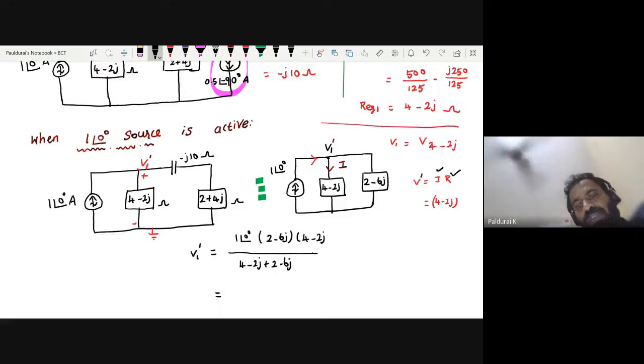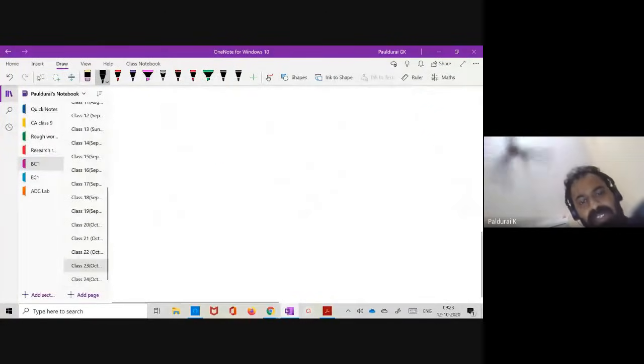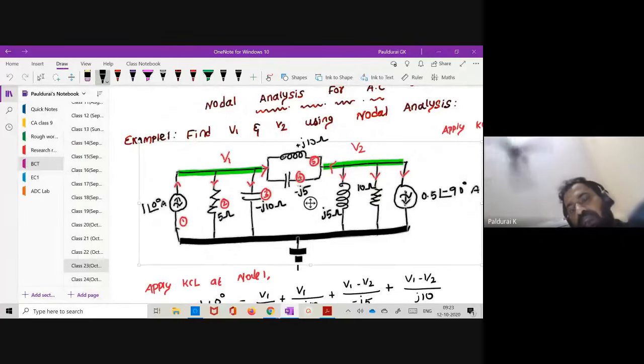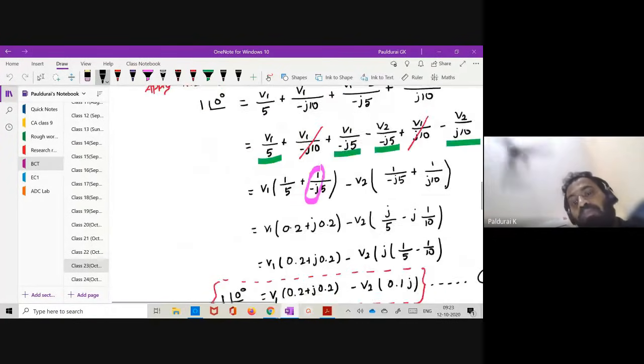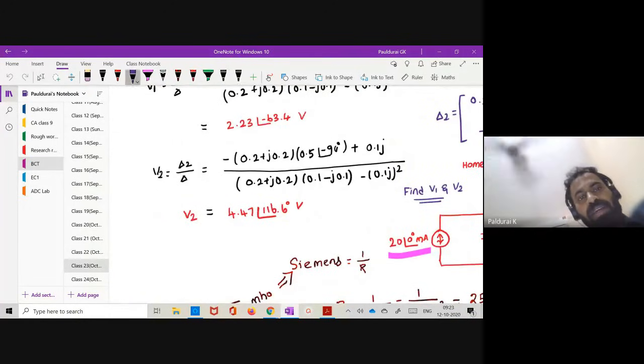This time I want to play with rectangular coordinates, not polar. Before writing V1 dash, I want to let you know one thing. Take my previous class problem, where we found V1 and V2 in polar coordinates. Can you let me know the equivalent in rectangular coordinates? You know how to convert polar into rectangular by using the formula as well as by using a calculator. Do you want to give the formula?